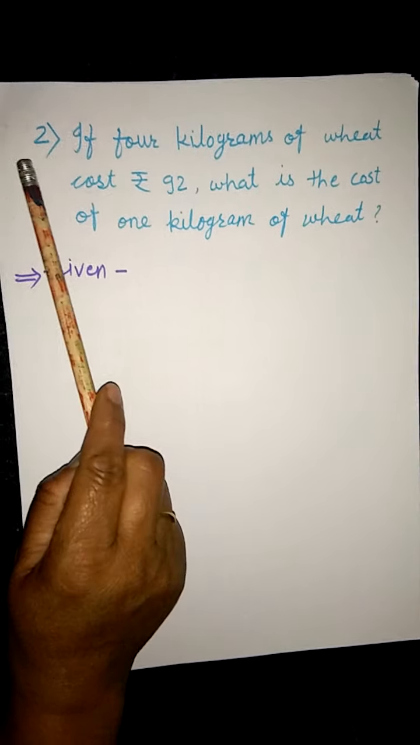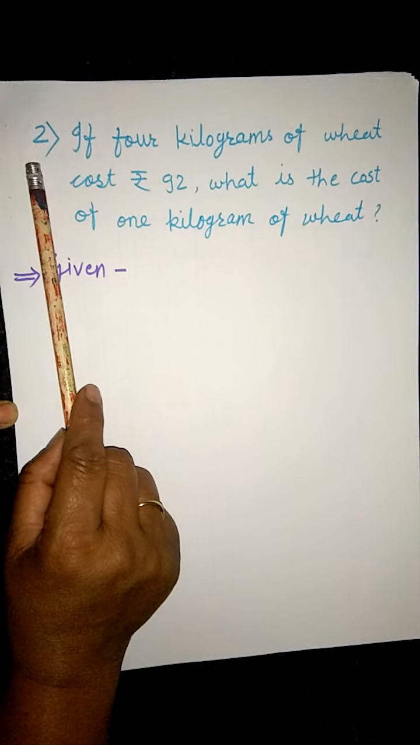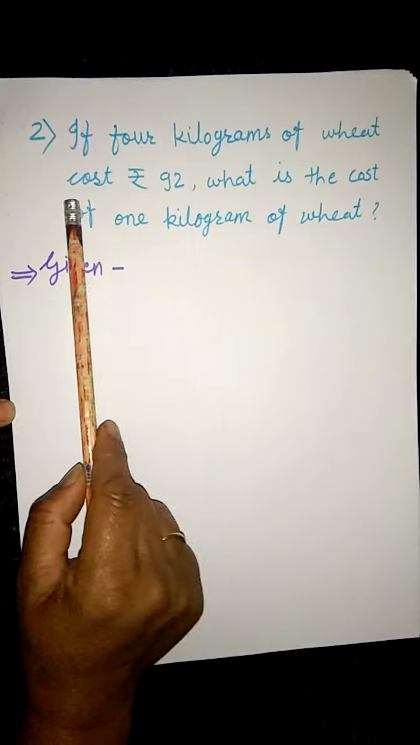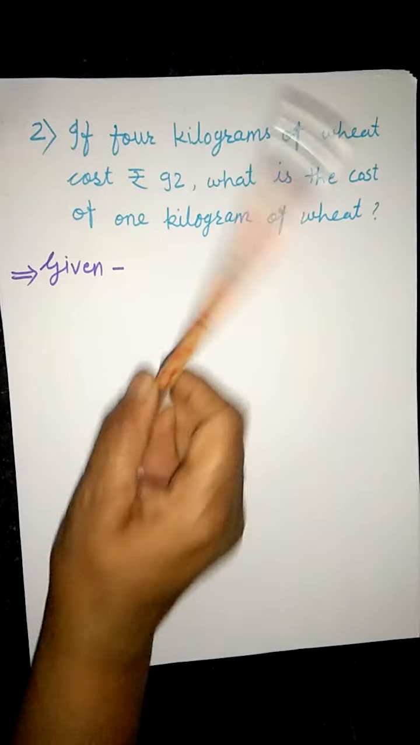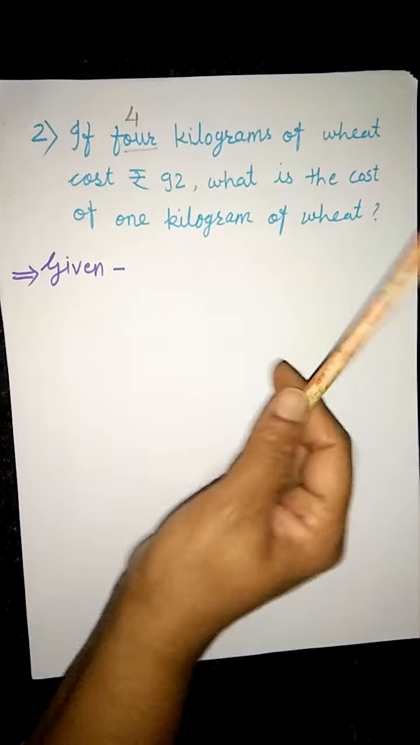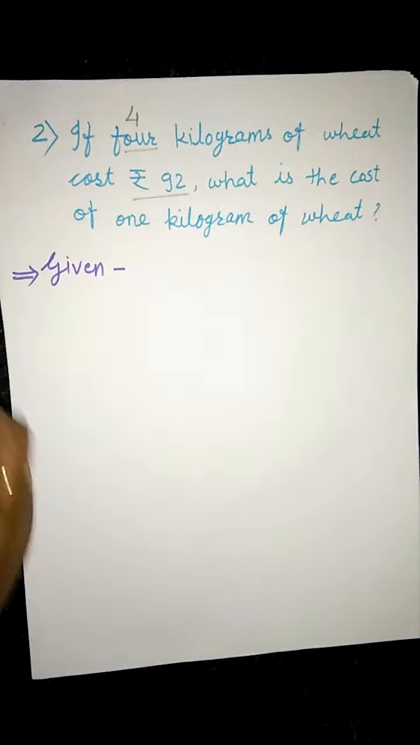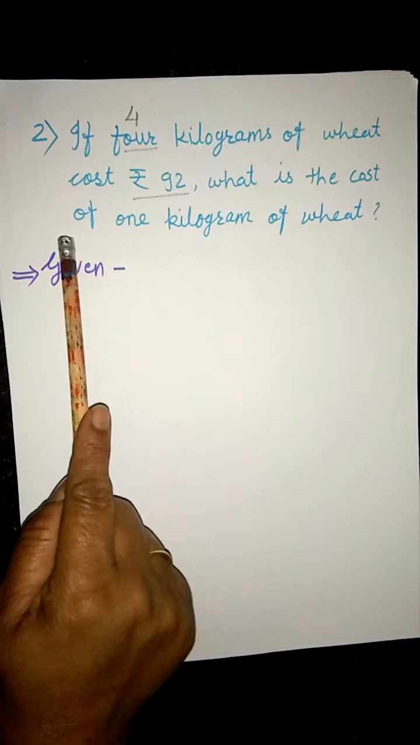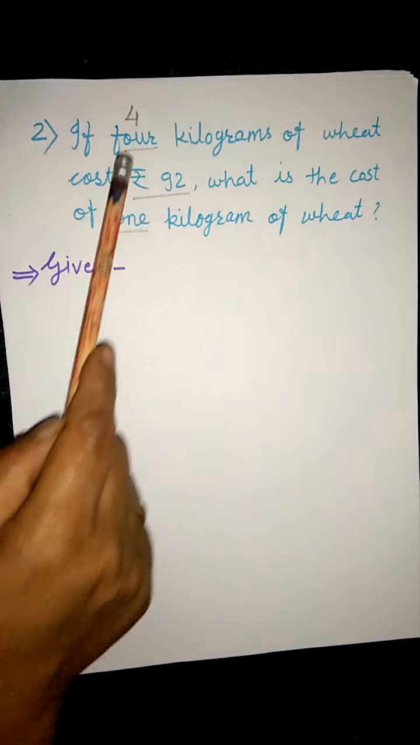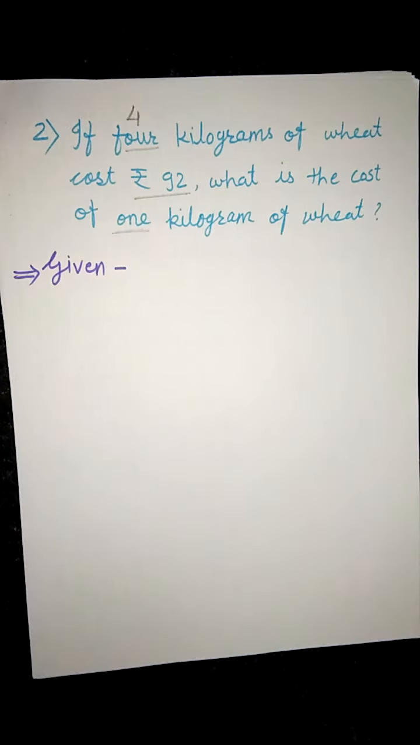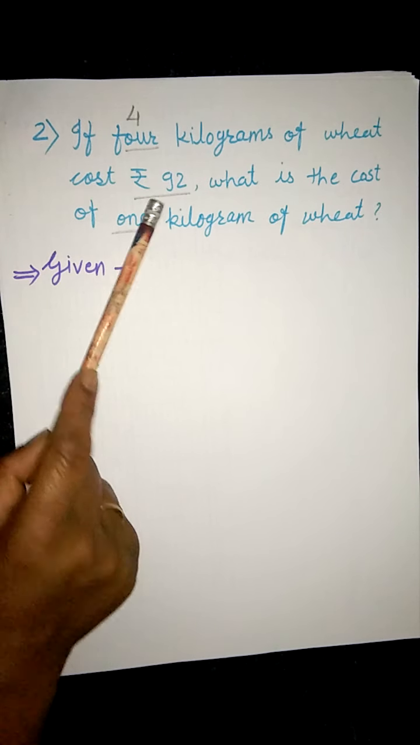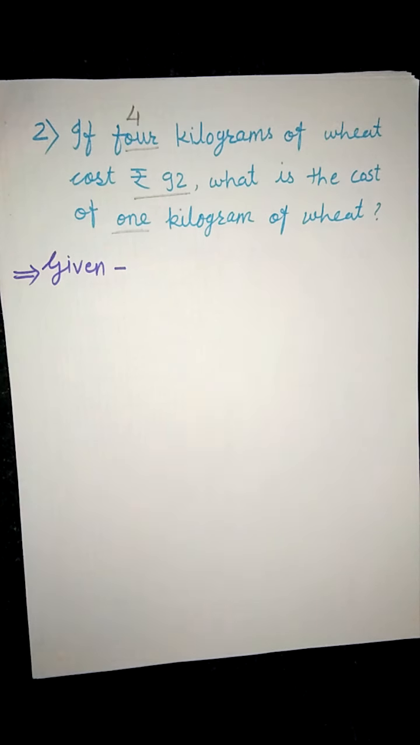Now children, see the second one. Again I am explaining it. If 4 kilograms of wheat cost rupees 92. What is the cost of 1 kilogram of wheat? Here again the cost of 4 kg wheat is given, rupees 92, and from which you have to tell the cost of 1 kg of wheat.